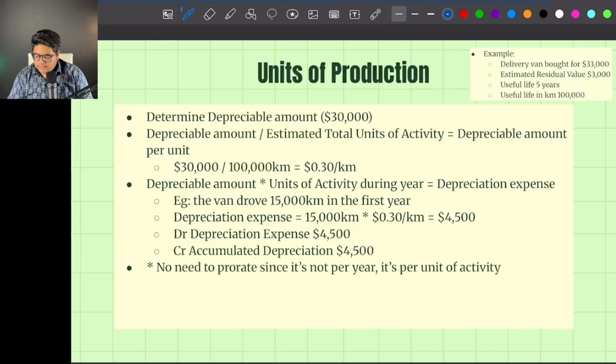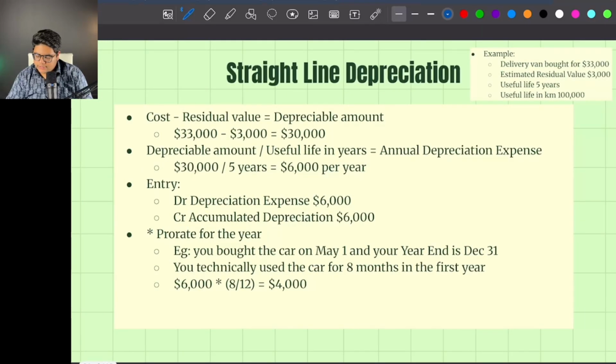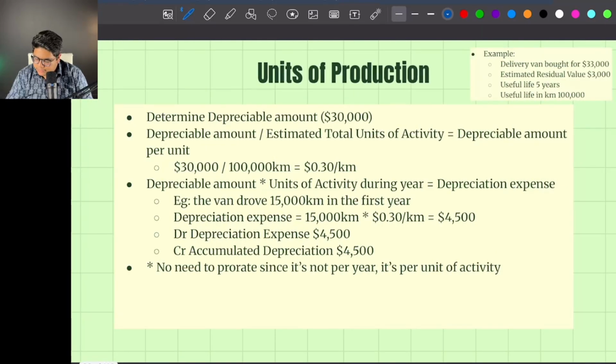Lastly, we have the units of production. So first for this, we do need to determine our depreciable amount. We've calculated this before. It's just your cost minus residual value. In this case, 33 grand minus 3K equals $30,000. So the depreciable amount per unit is equal to the depreciable amount divided by the estimated total units of activity. In this case, we're talking about a car. Cars operate in kilometers. And we need to calculate how much we can depreciate per kilometer driven. In this case, it's $30,000 divided by 100,000 kilometers equals 30 cents a kilometer.